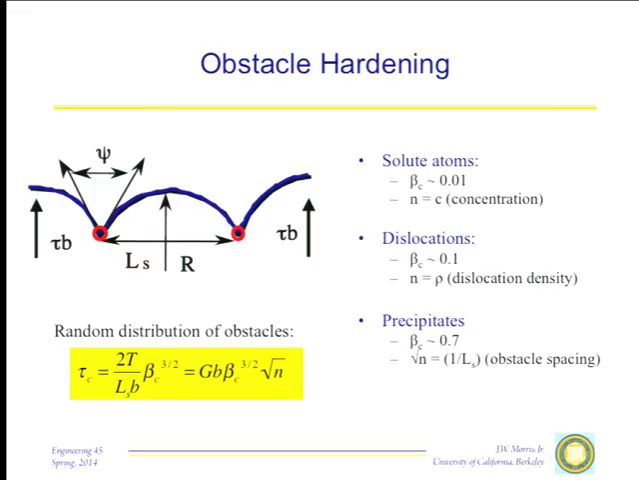plane can be shown to be just the dislocation density rho. The line length of dislocation per unit volume is also statistically equal to the number of dislocation intersections in any plane. So if we're hardening with dislocations, like work hardening, then n is equal to rho, and the obstacle strength is about 10 times as great as for solute atoms. It's of the order of 0.1.